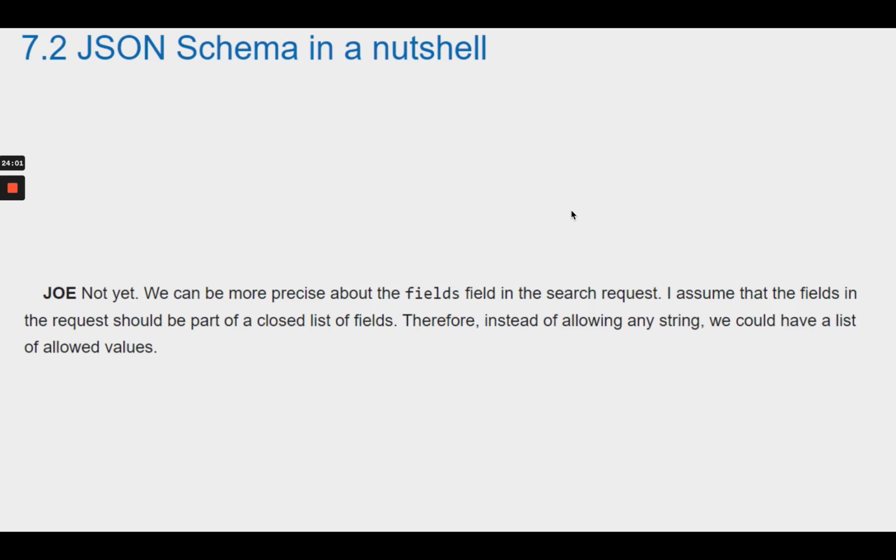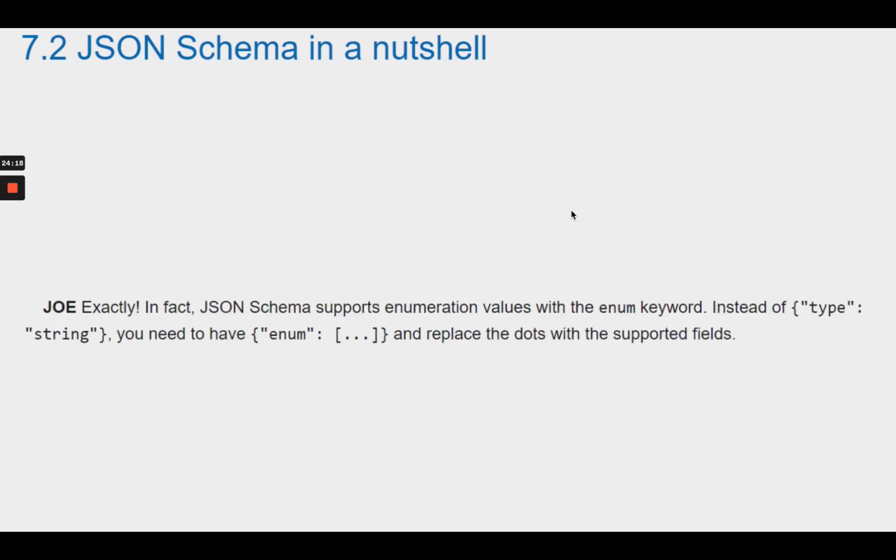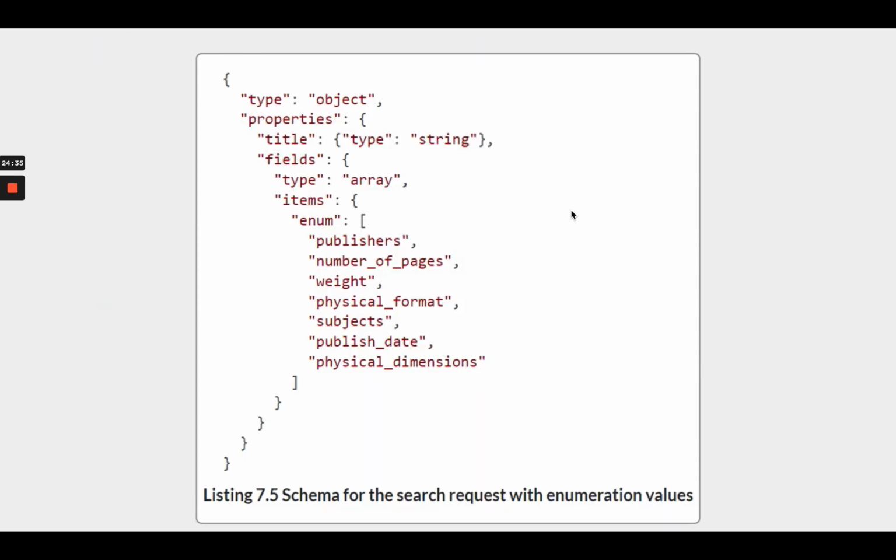Joe: Not yet. We can be more precise about the fields field in the search request. I assume that the fields in the request should be part of a closed list of fields. Therefore, instead of allowing any string, we could have a list of allowed values. Theo: Like an enumeration value? Joe: Exactly. In fact, JSON schema supports enumeration values with the enum keyword. Instead of an object with a property type string, you need to have an object with a property type enum that's an array, and replace the dots with the supported fields.